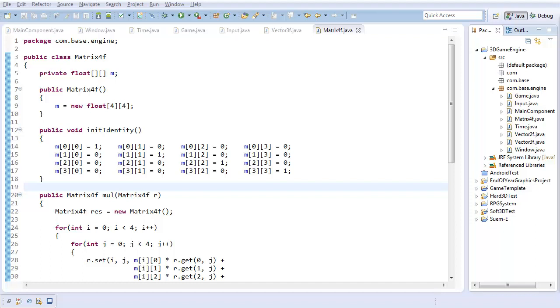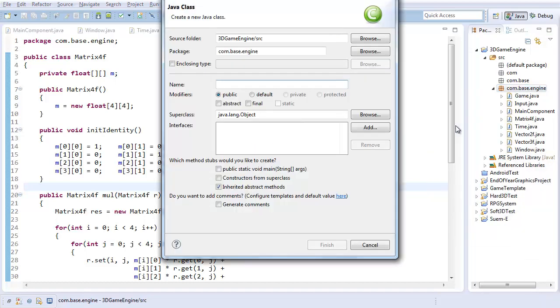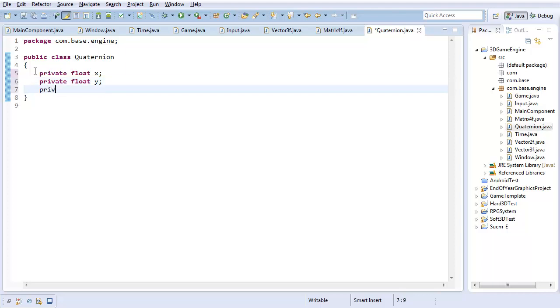Okay, so the final math component I want to have in the engine is a quaternion. So I'm going to go ahead and create a new class called Quaternion. And I'm going to create the four components. Now, if you don't already know, a quaternion is a lot like a vector, a four-dimensional vector.